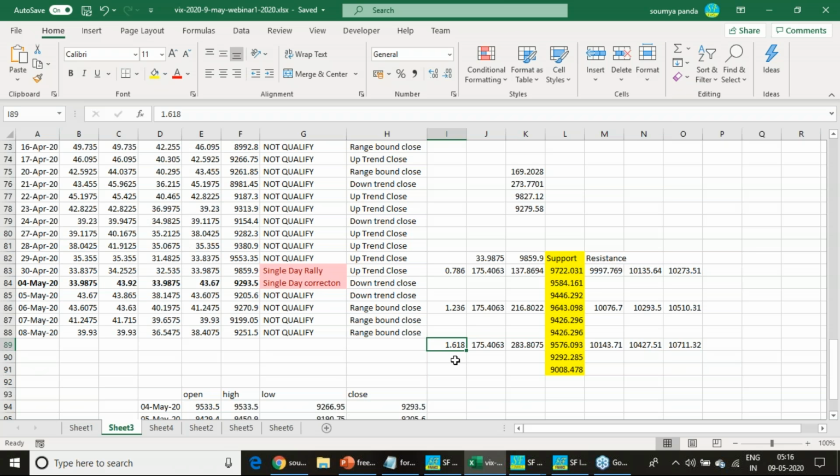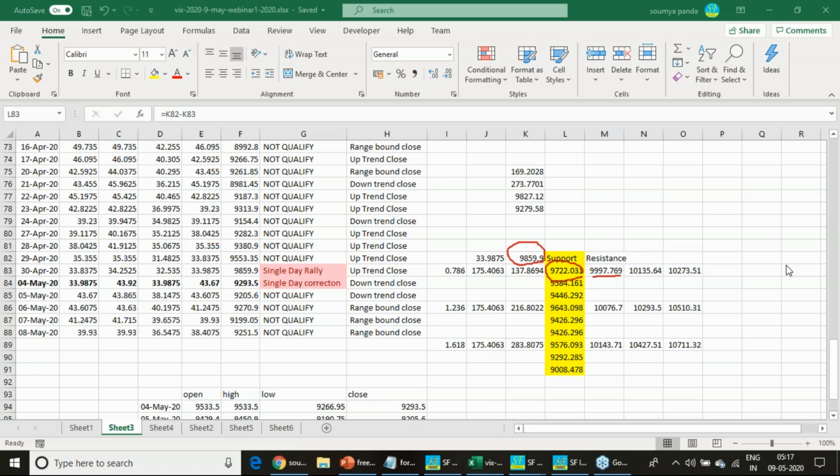So here I'm taking the price range: 0.786 times the price range, 1.236 times the price range, and 1.618 times the price range. After taking these, I'm adding them to the 9859 and in the same way subtracting them from the 9859. So my first resistance after touching this 9859 will be 9997.76, or you can say 9998, and my first support will be 9722.